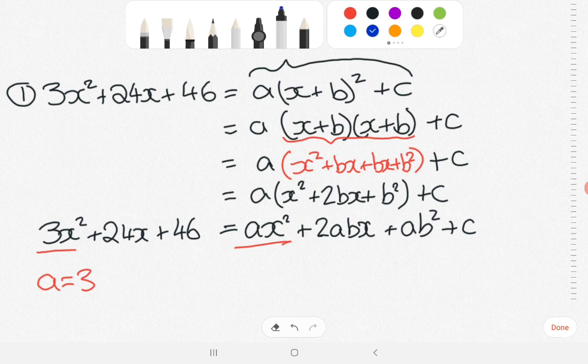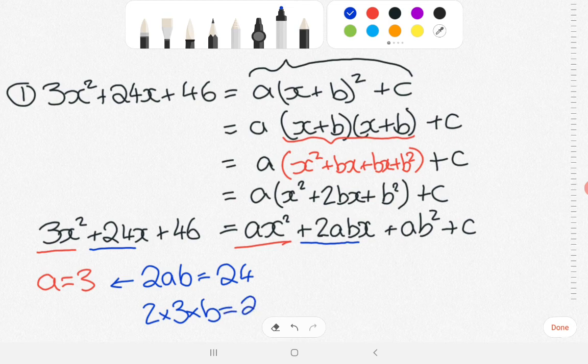If we look at the next part, let's do it in blue. I've got plus 24. You've got to take the symbol in front of it, remember? So plus 24x is plus 2abx. So I'm saying that positive 2ab is the same as positive 24, and there could be negatives, so that's why I'm mentioning the symbols here. Now, you worked out in the first part that a is 3. So we've got 2 times 3 times b is 24.